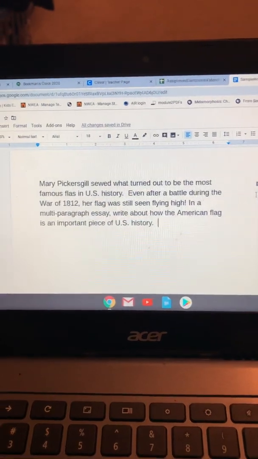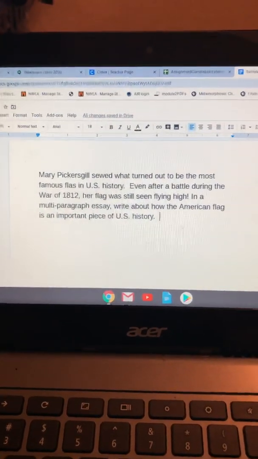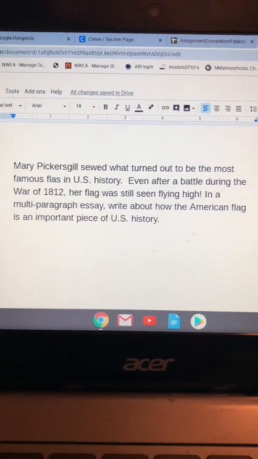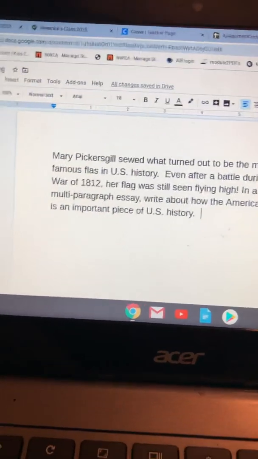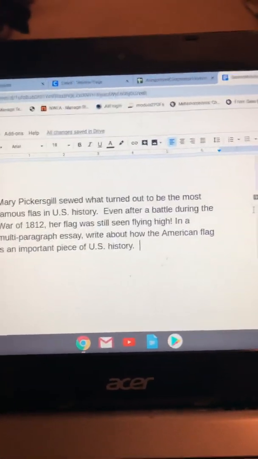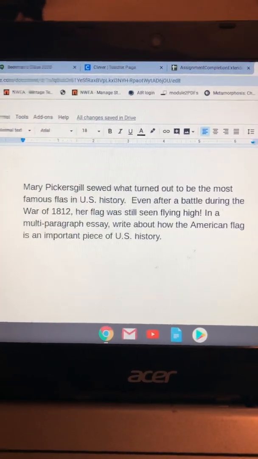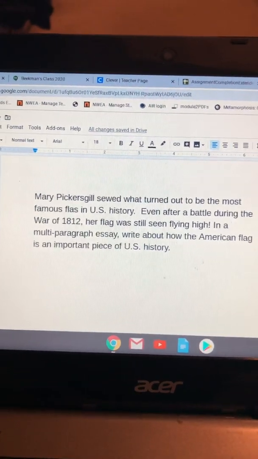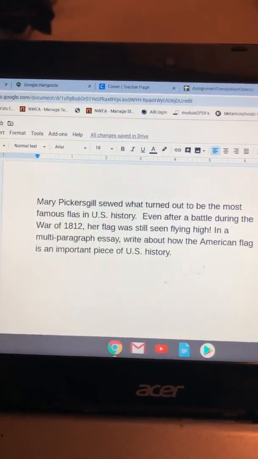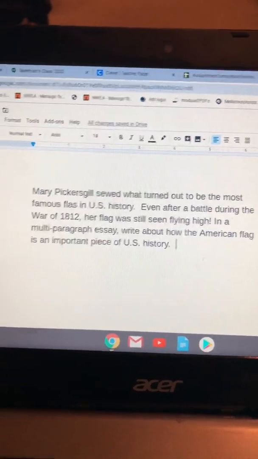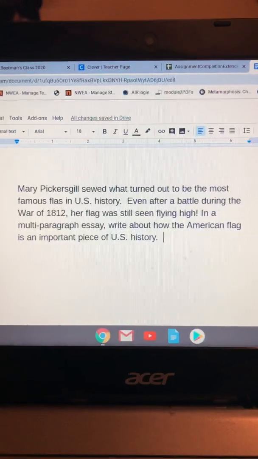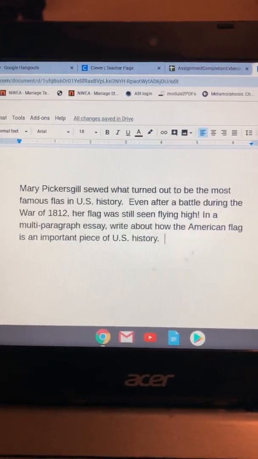So I'm just going to give you a quick little tutorial. All right, so I have here on my computer just an example of a writing prompt. This one, I just pulled it from the reading packet that they have. There is an article about the Star Spangled Banner and the American flag. I think it's the second article in the packet. So on here would be what a writing prompt would look like that your kids might see.